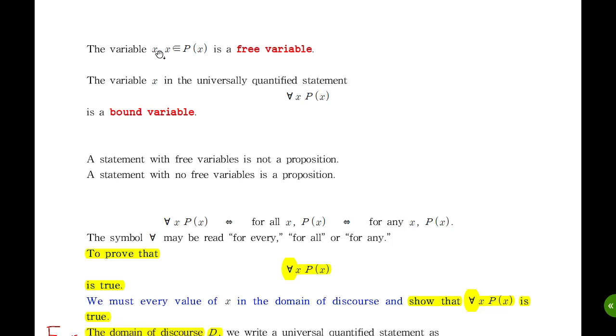Here the variable x is called a free variable, and the variable x in the universally quantified statement here is called a bound variable.